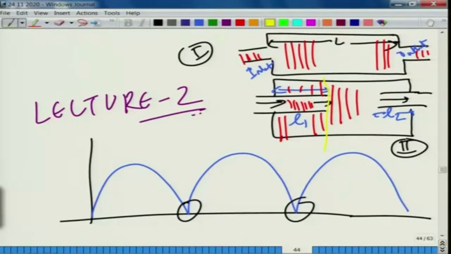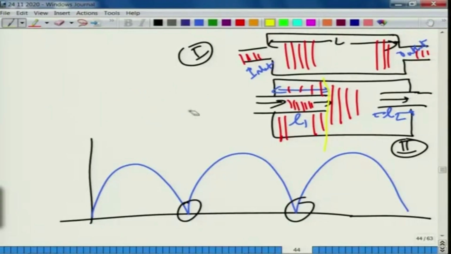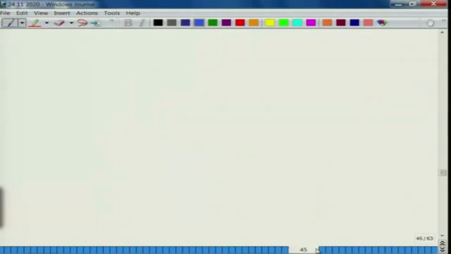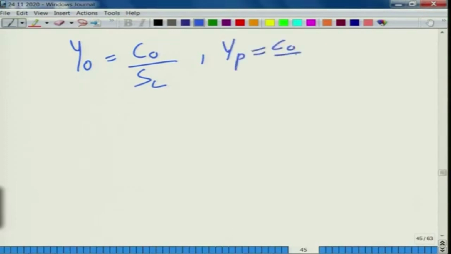So, essentially what we have is an annular cavity, and we are trying to figure out the resonance frequencies of this cavity. So, with this in mind, let us say y naught is your C naught by S chamber, and inlet and outlet diameters are assumed to be the same. So, y p is nothing but C naught by S p.